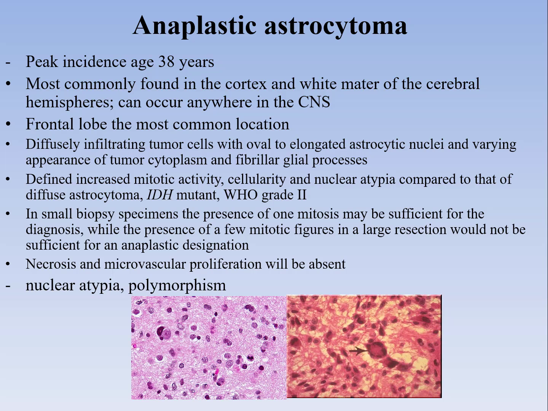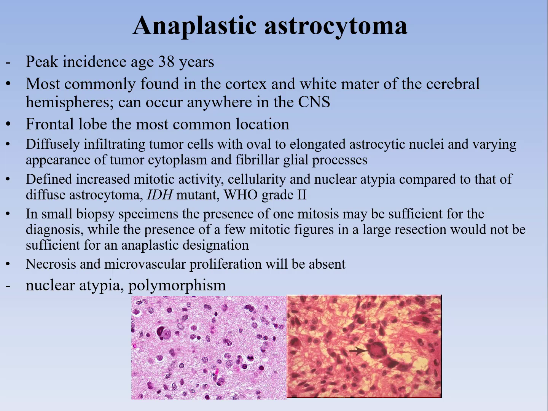Next variant, malignant astrocytoma. It's an anaplastic astrocytoma. Peak of incidence is at 38 years old, so it's like a young adult. Most commonly found in the cortex and the white matter of the cerebral hemisphere, it can occur anywhere in the central nervous system. But as you see, it's more often in the frontal lobe with the typical frontal symptoms.